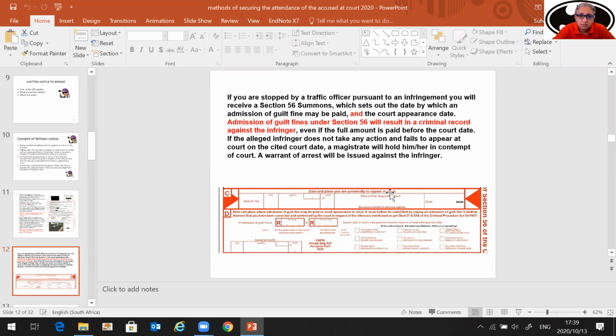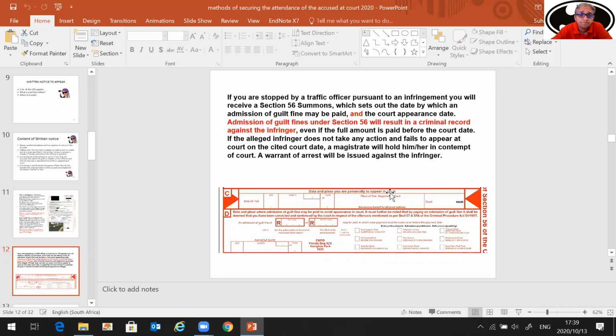What is the effect? Is it just paid and over and gone? No. If you pay an admission of guilt fine, you now have a criminal record. A criminal record. So although a traffic violation may not seem to be a serious offense, it is a criminal offense nonetheless.